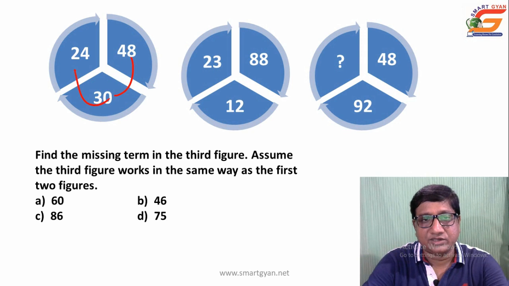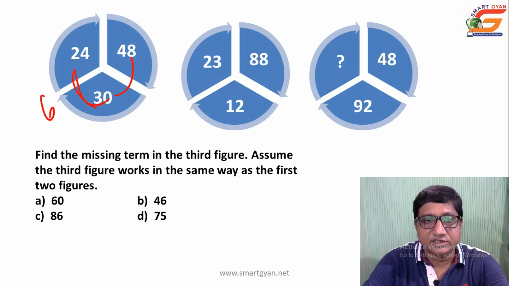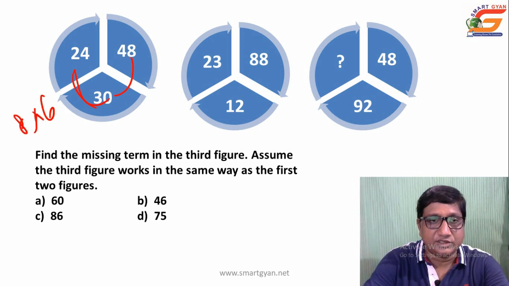Then next, what is the difference here? 24, 30, the difference is 6, and here it is 48. Let us check the relationship between 6 and 48. 48 is 6 into 8, that is 6 into 8 is equal to 48.